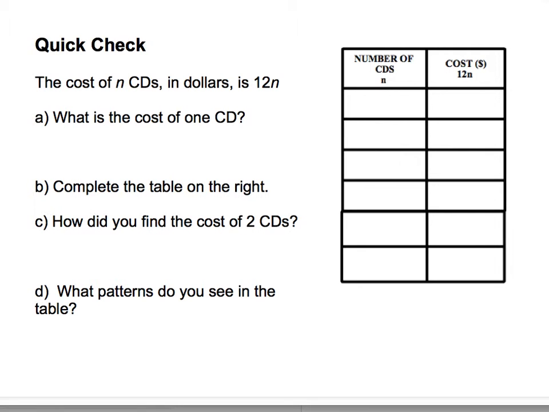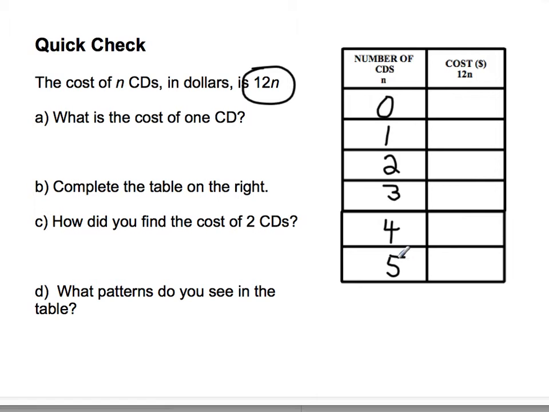So we have the cost of N CDs in dollars is 12N. Okay, remember how I always gave you the relation, and I always gave you the values of N? Well, sometimes I don't give you the values of N. Sometimes you have to use your common sense to figure out what are appropriate numbers. Now, does it make sense for you to buy -3 CDs? No. So we can buy 0 CDs, we can buy 1 CD, we can buy 2, 3, 4, and 5.